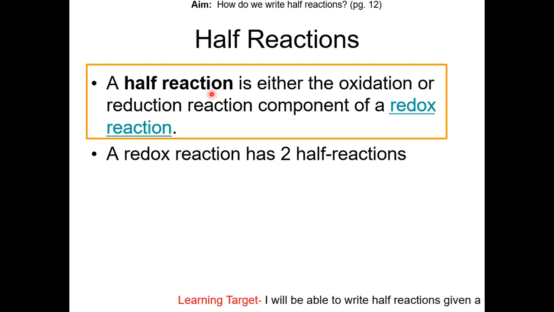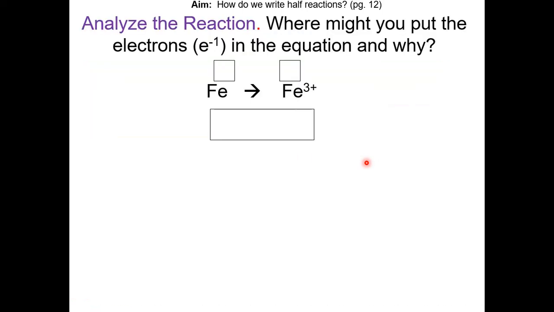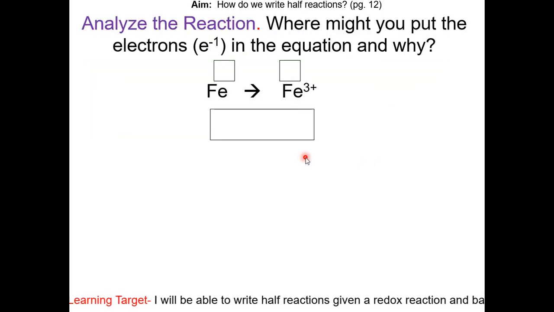A half reaction is either the oxidation or reduction reaction component of a redox reaction. So a redox reaction has two half reactions. One is oxidation and the other is reduction. In order to write the half reaction, we must figure out where to put the electrons in the chemical equation.